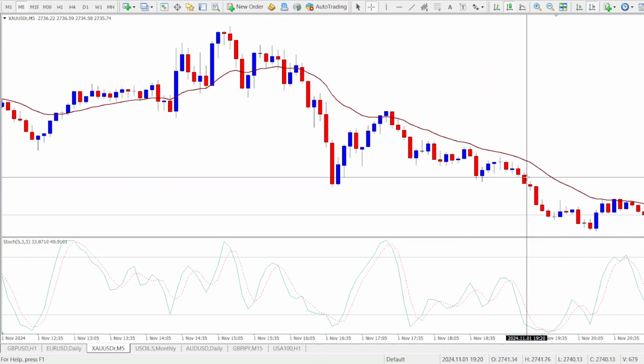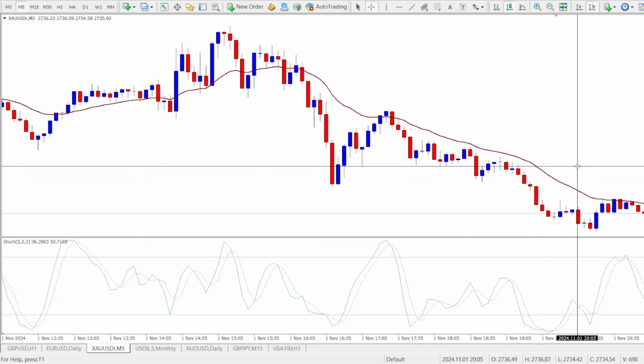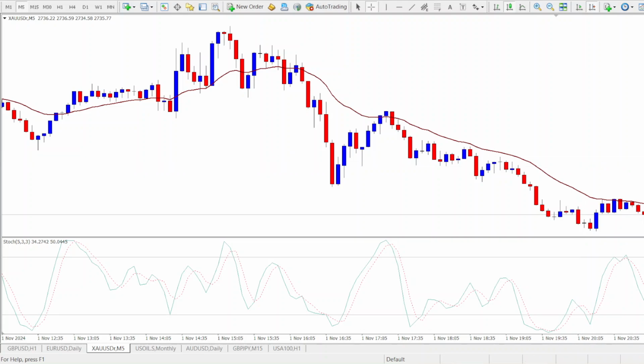Now we should also be targeting a 1 to 2 risk to reward ratio. So it's good to use a proper risk to reward ratio. If you are risking $1, you should be targeting to make at least $2 profit. That's what we call risk to reward ratio.